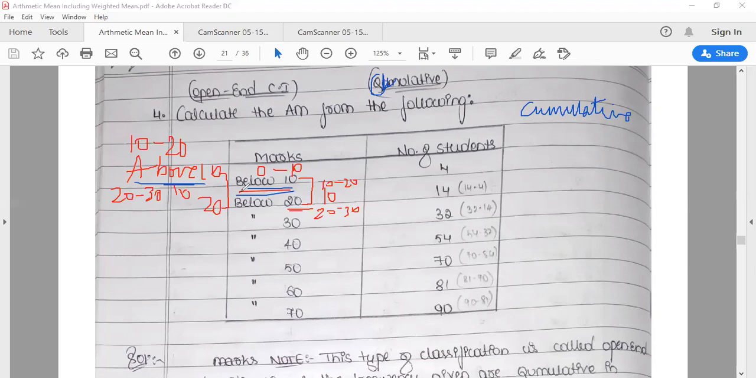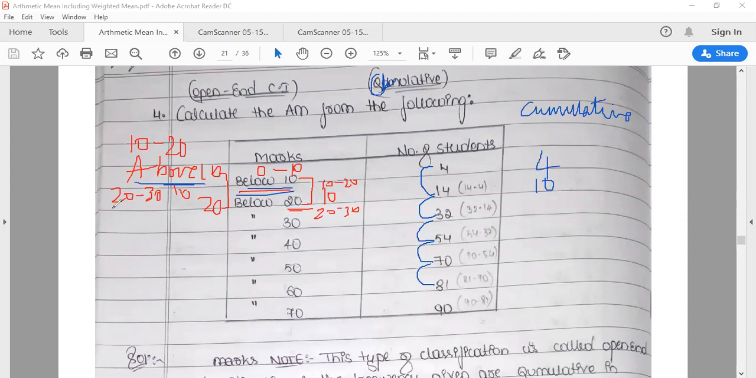Now when the question says below 10, below 20, in any sort of cumulative frequency, just find the least number. If you see this, the least number is 4. So start from the least number. The first number will be 4. For the next one, 14 minus 4, that will be 10. For the next number, 34 minus 14. Next, 54 minus 32, 70 minus 54, 81 minus 70. So first write down the least number, and then go on subtracting the smaller number from the bigger number. This is for below.